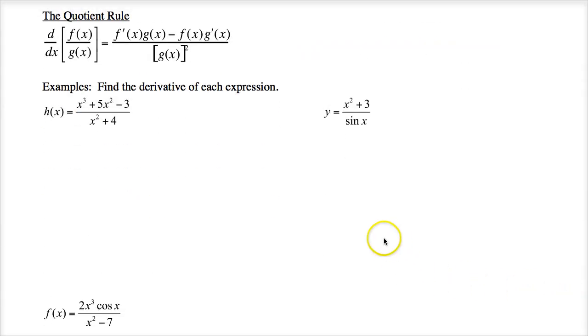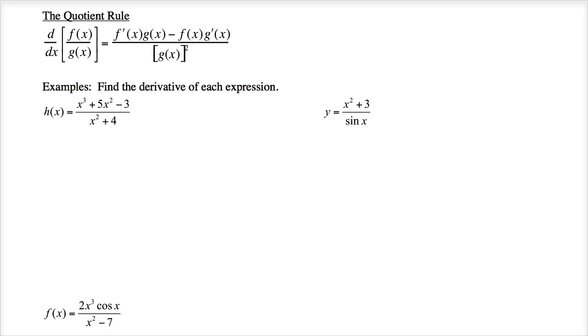Quotient rule, very similar to product rule in that the structure of the top is very similar. Derivative of the first one, leave the second one alone. Minus, leave the first one alone, times the derivative of the second one. Two big differences between quotient and product rule, if you remember from last year. There's now a minus in the middle, and it's all over the second, or the denominator squared. Okay, so let's look at this one.